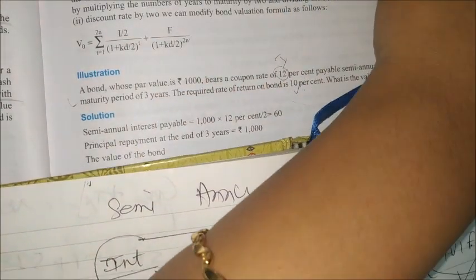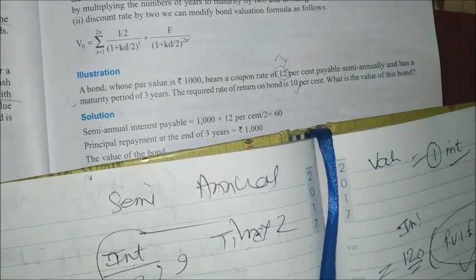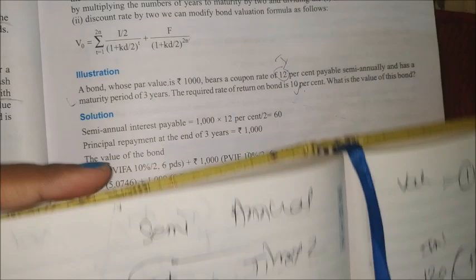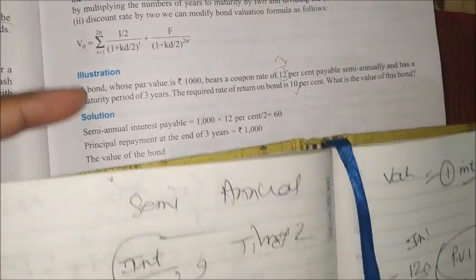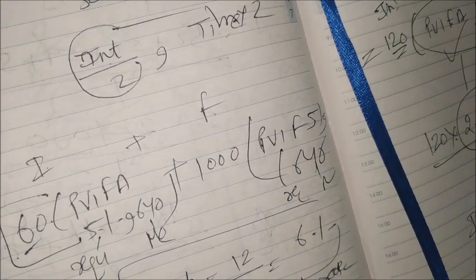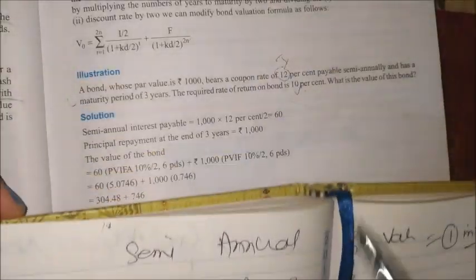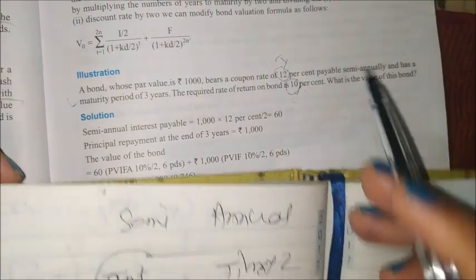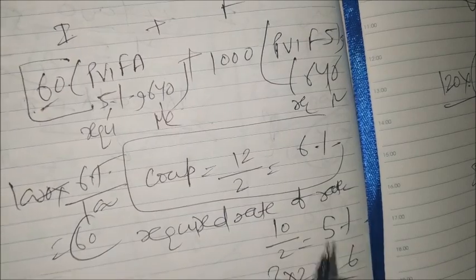Okay, two interest rates they are giving, so never get confused. Coupon rate is helpful for calculation of interest only, 60 rupees. That's it. After that, you just have to forget that coupon rate, because this required rate of return, that is 10%, and we are dividing by 2, that is 5%. That will be helpful for PVIFA and PVIF. That's it. Okay. Now 60.